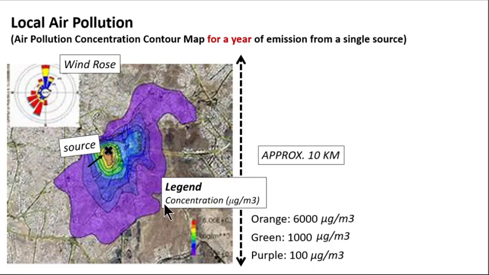In the case of this graphic, the concentration levels corresponding to the graphics are indicated by a legend on the lower right, with orange indicating 6,000 micrograms per meter cubed, green 1,000 micrograms per meter cubed, and purple 100 micrograms per meter cubed. The main distinction, however, is that instead of this graphic being for a single hour, it depicts the average concentration field over a year.